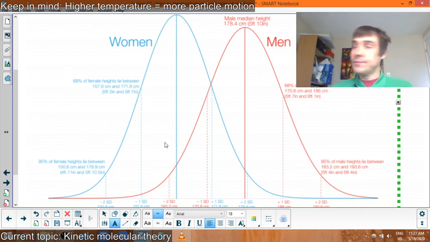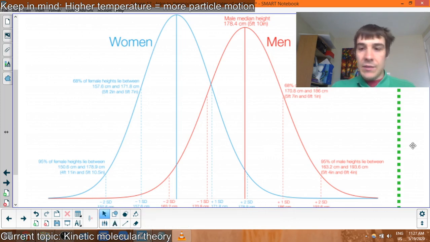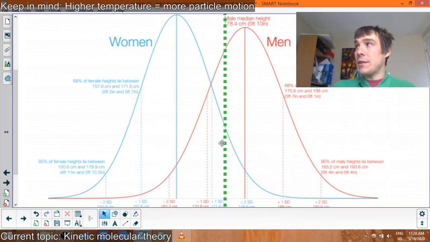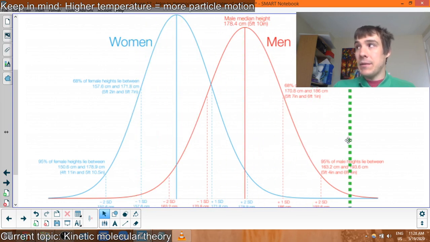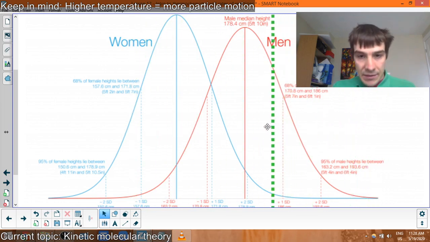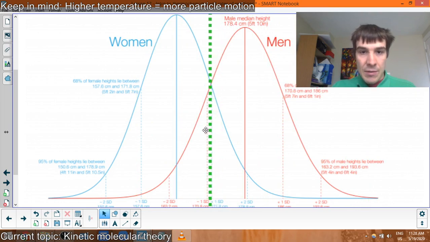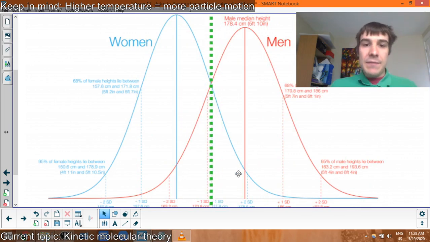Let's imagine for a second that we had a roller coaster, right? And the roller coaster had a minimum height, as roller coasters often do. This green bar that I can drag around represents the minimum height of our roller coaster. Let's say our minimum height was about here. What does that mean for the women and the men that can ride our roller coaster?